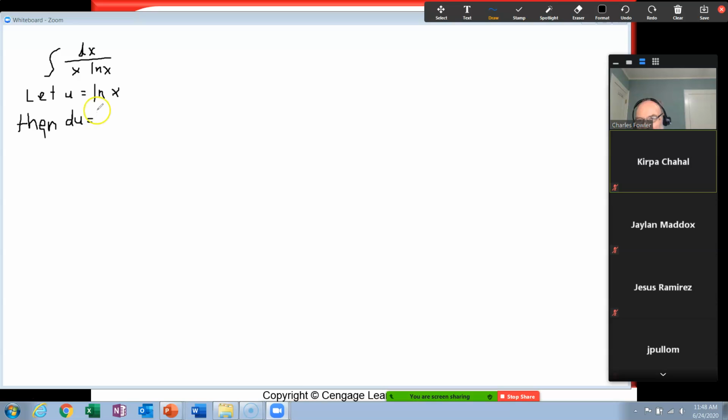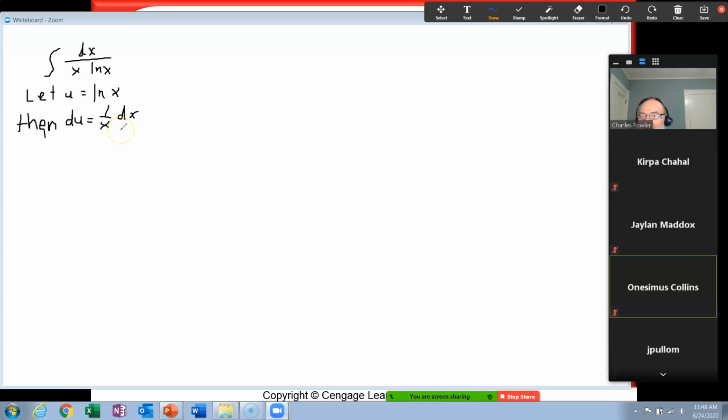What is the derivative of log x? Somebody can answer that one. Anybody? 1 over x dx. Perfect. Okay. Always have a dx with the du. The dx on this side if there's a du on the other side.